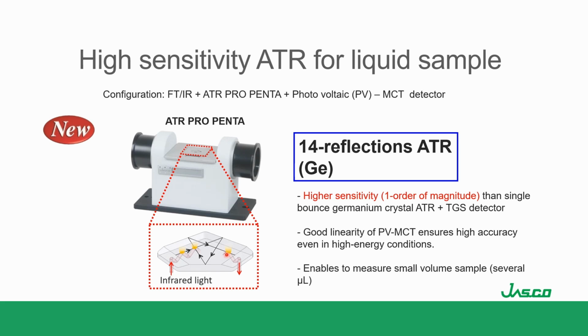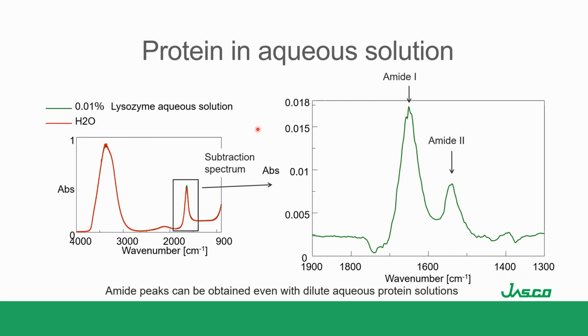Of course, due to its size, it enables running samples with a very small volume, and because it's combined with a high sensitivity detector and multi-bounce, we can run samples that have a very low concentration. For example, here we have an example with lysozyme at 0.01%. We can see how the spectrum of lysozyme and water overlaps, but when they are subtracted, we can see the difference between amide 1 and amide 2.